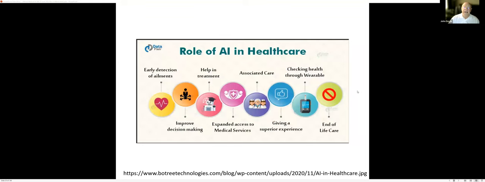In healthcare, there's a variety of potential roles for AI: expanded access to medical systems, improved decision-making, checking health through wearable devices, and we're going to take a look at what Apple has done there, even the possibility of assisting with end-of-life care.